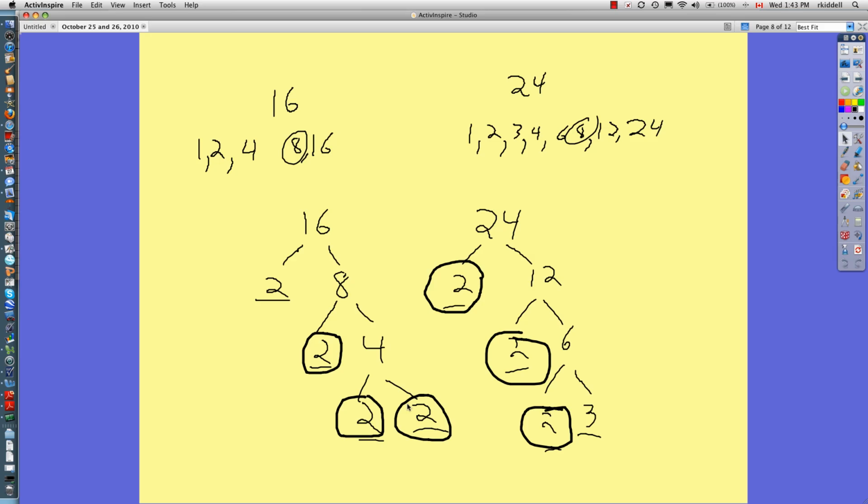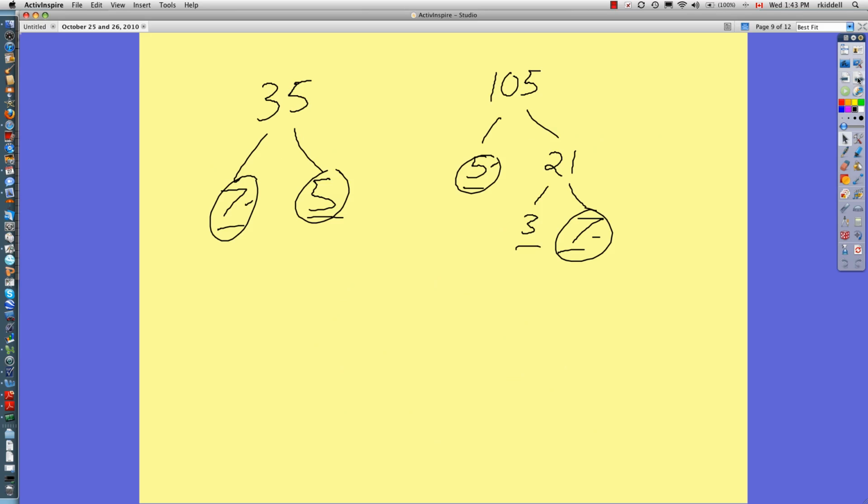Then you just circle the common factors between each one. So there's 3 2's in 16 and 3 2's in 24. And then you multiply 2 times 2 times 2 and you get 8, and that means the common factor will be 8. So it's a very useful tool when you get more cumbersome numbers.